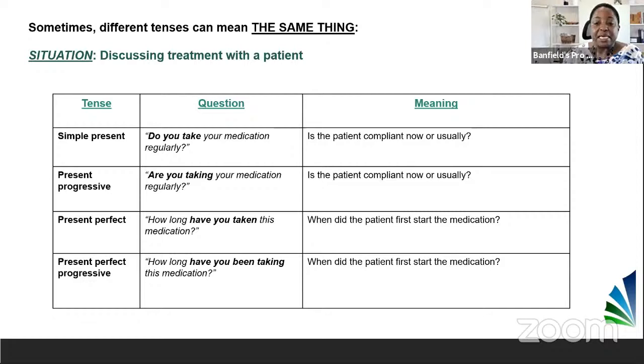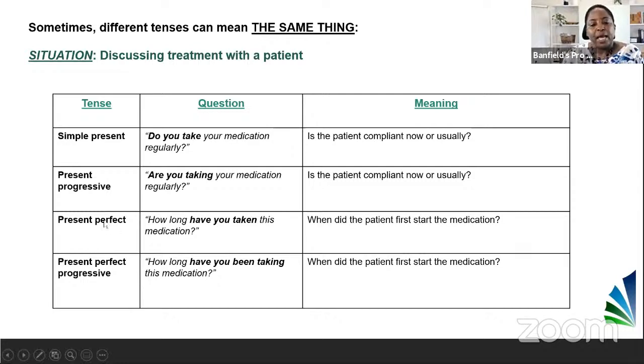Similarly, if you use present perfect versus present perfect progressive: how long have you taken this medication? You're asking them, when did you start this medication? Assuming that they're still taking it. But if you use present perfect progressive, how long have you been taking this medication? In this instance, it means exactly the same thing. When did it start? And we're assuming you're still taking it.